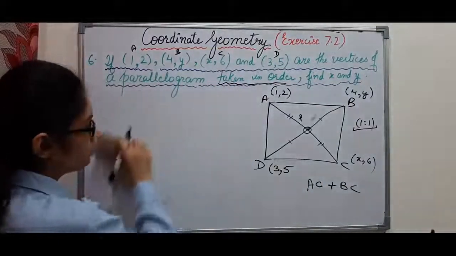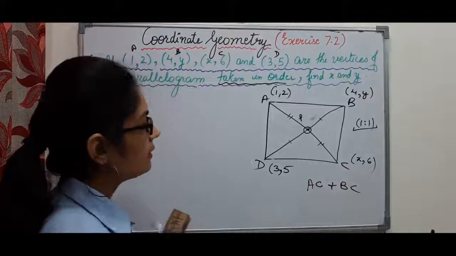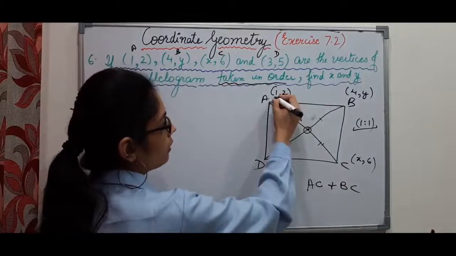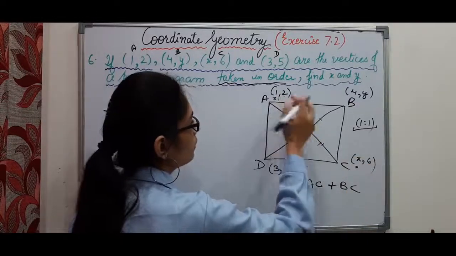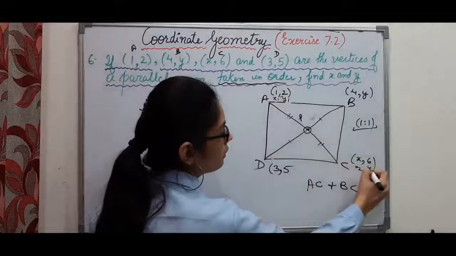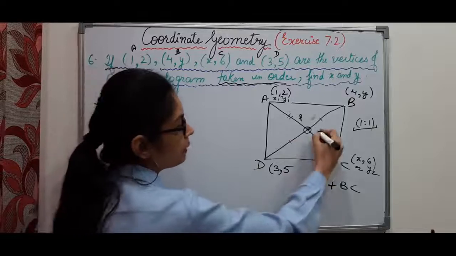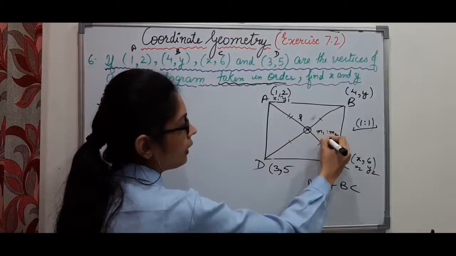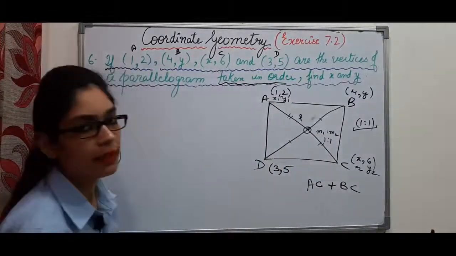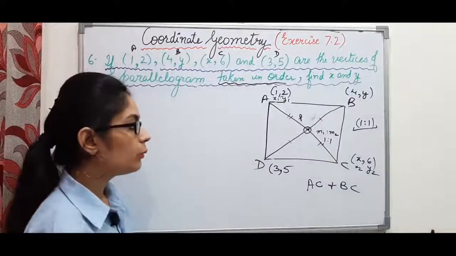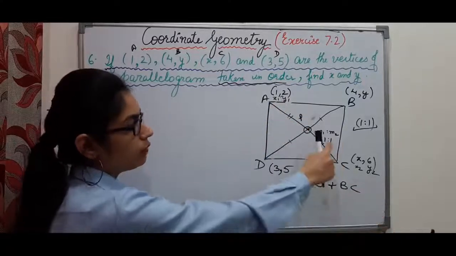Now we will take two lines. First we will take this line AC. In AC this is x1, this is y1, this is x2 and this is y2. I am taking line AC. Now the ratio m1 to m2 is 1:1, because diagonals of a parallelogram bisect each other. Bisect means divide in two equal parts. So we have these points x1, y1, x2, y2 and we have the ratio also.